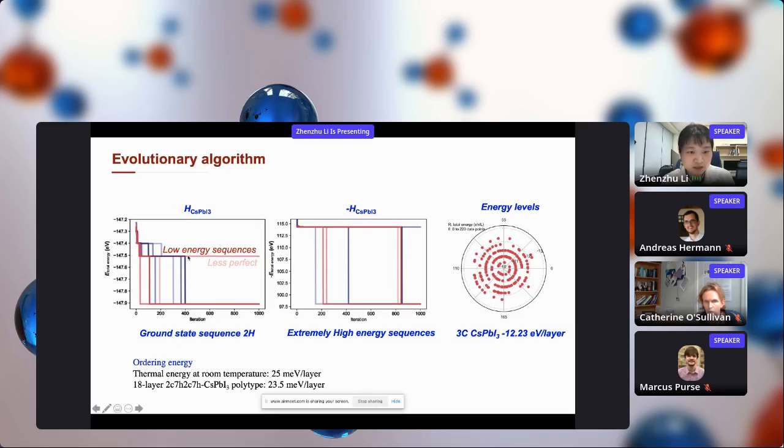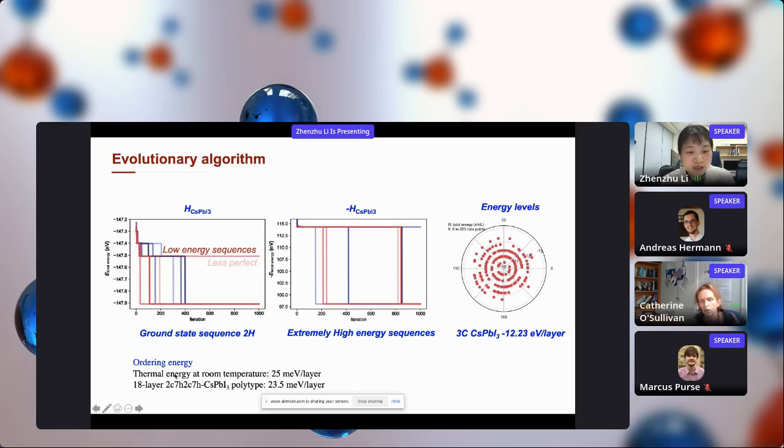How can we find these low energy sequences? The way is to tune the parameters for the algorithm to have it converge to less perfect solutions for the objective function. Then we can reach the low energy sequences here.